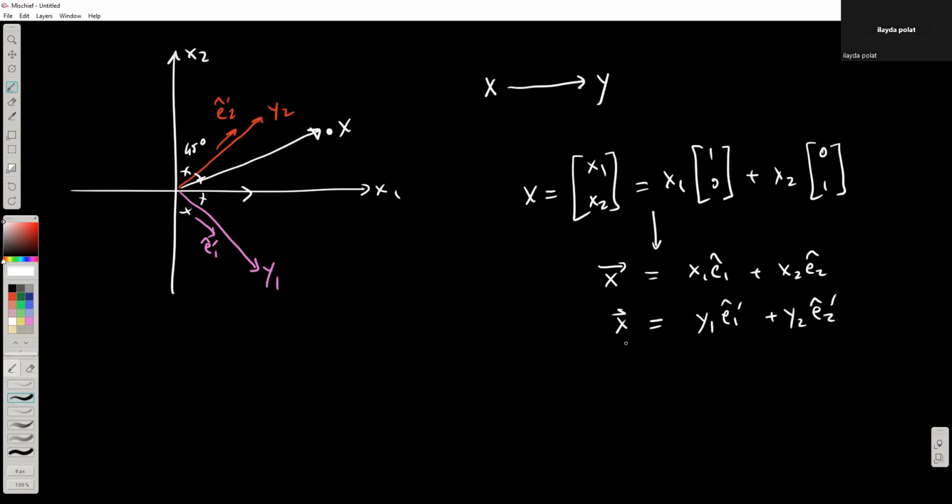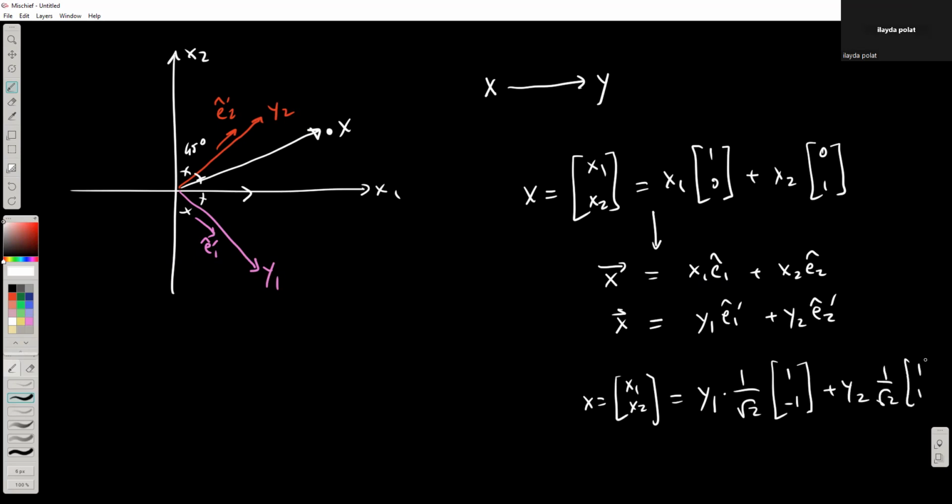Okay. I'm going to consider this equation, but except that I'm going to write it in terms of the matrices. So I'm going to write this equation again. So that's the X matrix, which is x1, x2. That can be written as y1 coordinate multiplied with the unit vector along that direction. So that's 1 over root 2, 1 minus 1. Why do I have 1 over root 2 in here? Because it's a unit vector, okay? And then y2 multiplied with that unit vector. So that's going to be 1 over root 2, 1, 1.